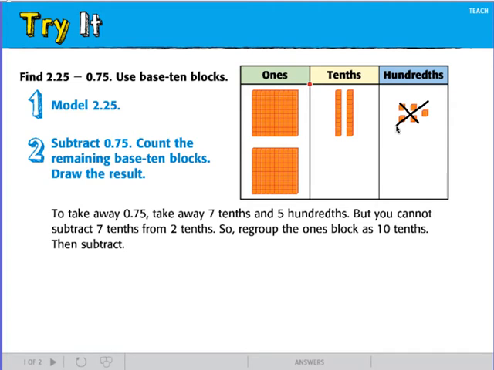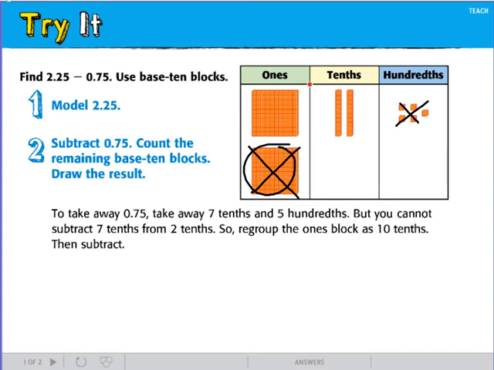How many tenths do I have to subtract? 7. Do I have 7 tenths to subtract? No! How am I going to subtract 7 tenths if I don't have 7 tenths? Ricky? You would have to get some from the ones. Right, which means I have to take one of these and blow it up into tenths and put it over here, right? So that's what we're going to do.